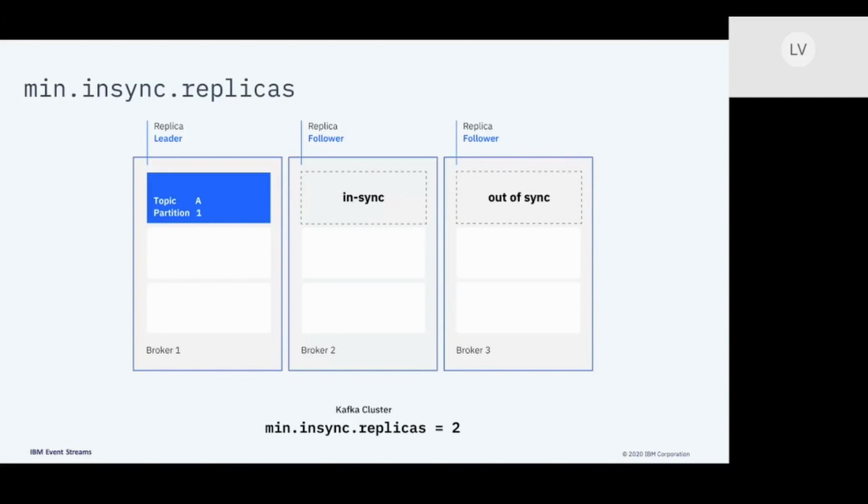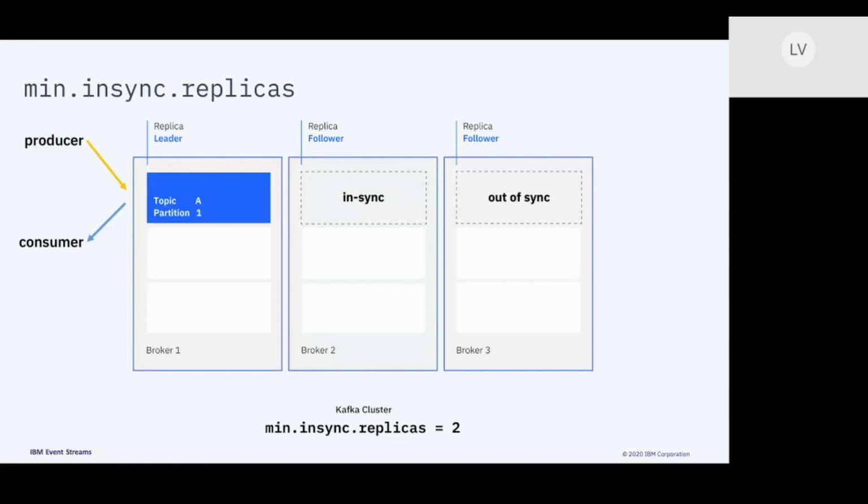So let's imagine that the leader is pushing data, the producer is pushing data to the topic A partition 1, and some consumers are consuming this information. If for any reason you don't have any synchronized replica like this, in this case, 2 is the number of synchronized replicas. I mean, this is the leader plus 1 follower.